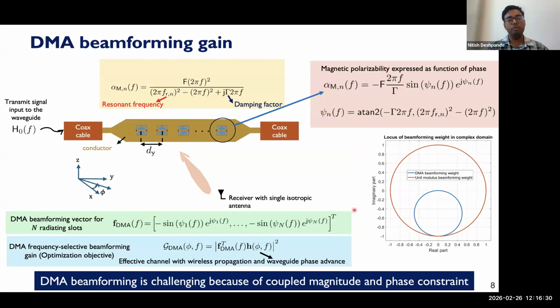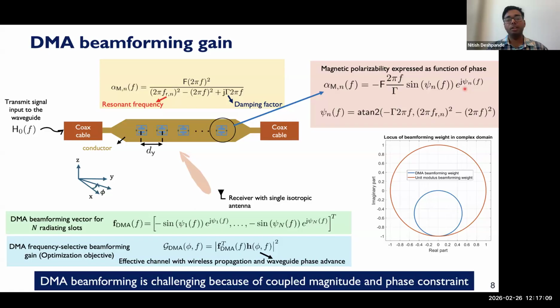Let's look at what these beamforming weights are. The beamforming weight is governed through this magnetic polarizability, which depends on the resonant frequency. As I discussed earlier, the resonant frequency changes the electrical length of the slots, and that changes the beamforming weight for each slot. An alternate representation of this polarizability is in this form, where we have this term which depends on the phase angle. So we see that this polarizability depends on the sign of the phase angle as well as this exponential term. So the phase angle appears in both the magnitude and the phase.